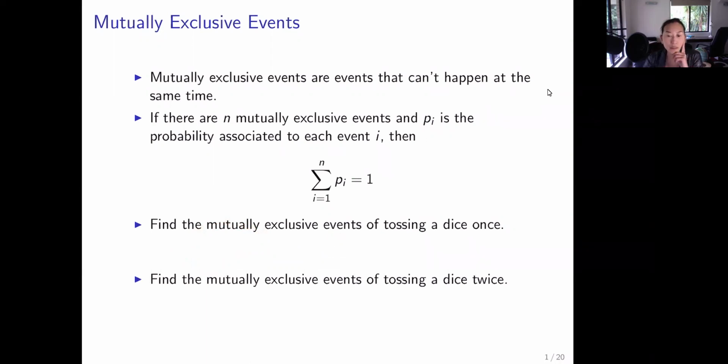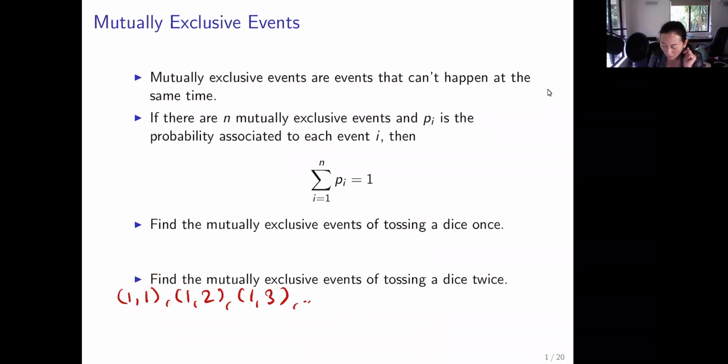Find the mutually exclusive events of tossing a dice twice. Now, tossing a dice twice, then you can think, okay, so the first one, there are so many possibilities, right? You're going to have 1, 1, 1, 2, right? 1, 3. So the first one turns 1, the second time turns 1 also. First one turns 1, the second time turns 2, and so on, right?